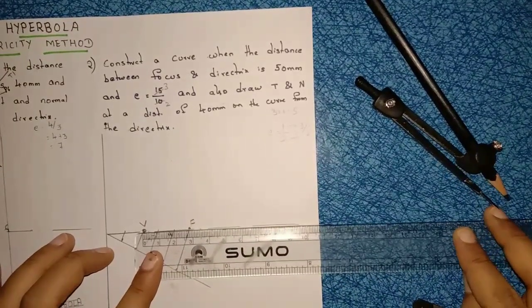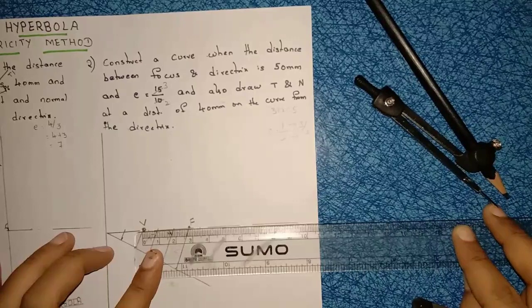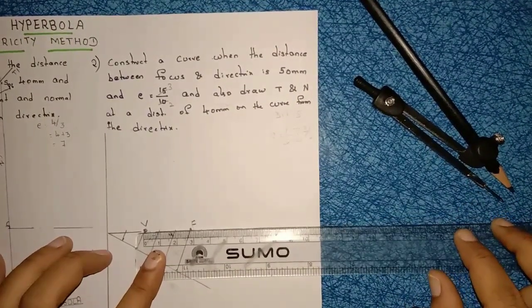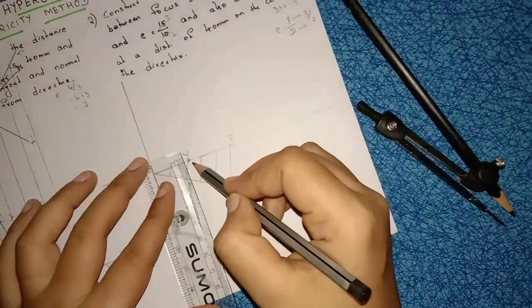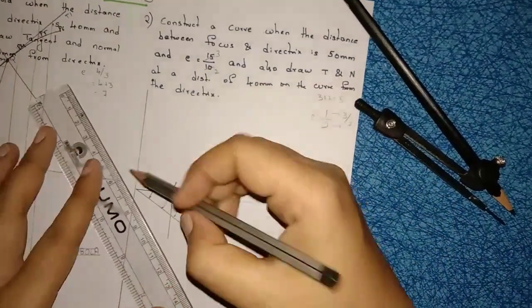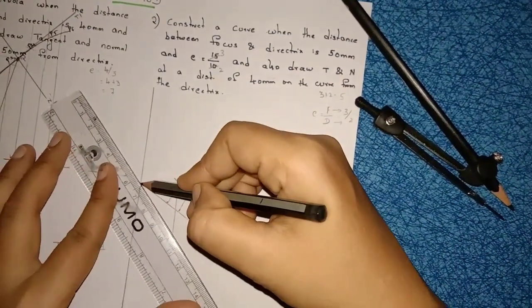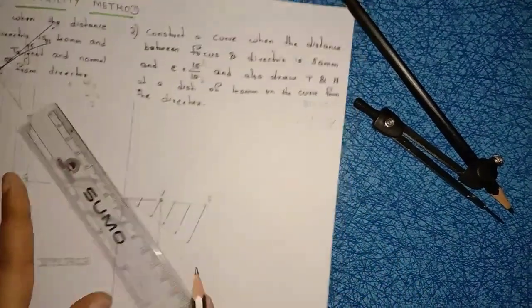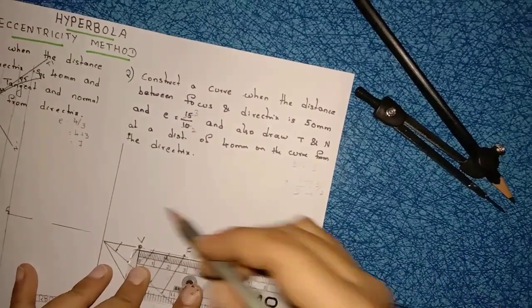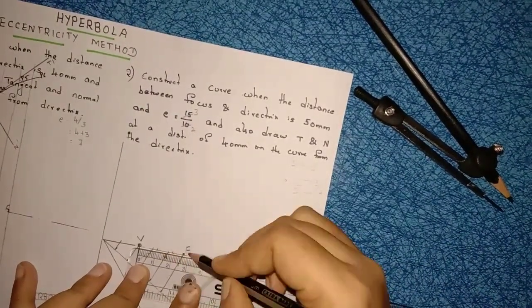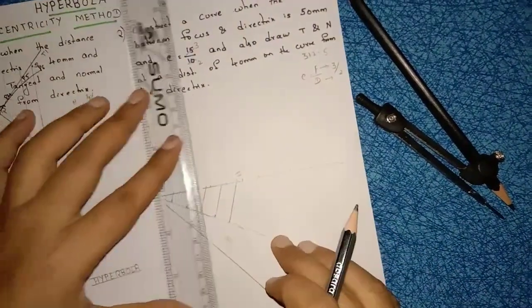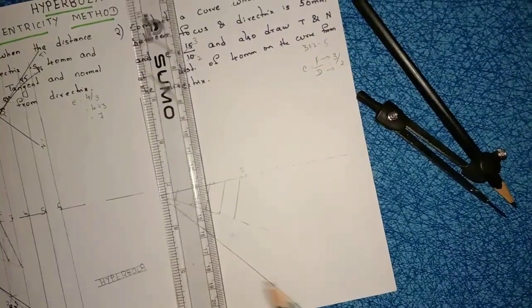So here I got 28. So the same 28 I am drawing in a perpendicular manner. 28, right? After that I should join from this point, right? So after that, from V I am dividing here into 6 equal parts. 1 2 3 4 5 6, right? From every point I am drawing the vertical lines.